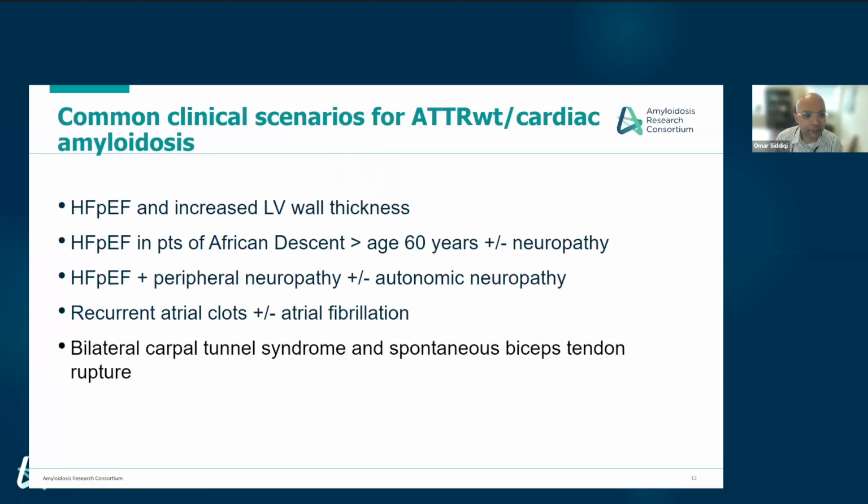The other common scenario is patients who have carpal tunnel syndrome in both their wrists, or they have other soft tissue manifestations like spontaneous biceps tendon rupture, and that's called the Popeye sign, because when you flex your arm, the muscle kind of bunches up spontaneously, and that's also caused by wild-type amyloidosis, ATTR.